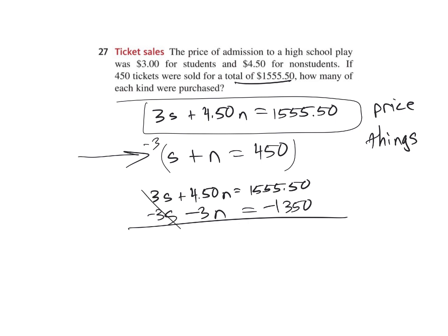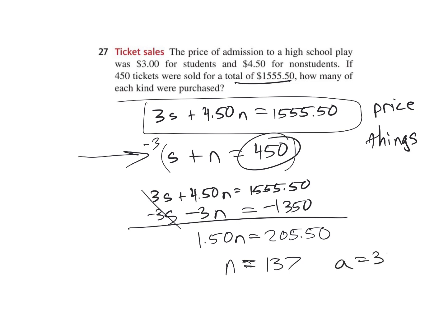Okay, the s's cancel out. We get positive 1.50n equals 1555.50 minus 1350. That's 205.50. And we divide by the 1.50, and n equals 137. So the number of non-student tickets is 137. So that means from 450 minus the 137, there were 313 student tickets.